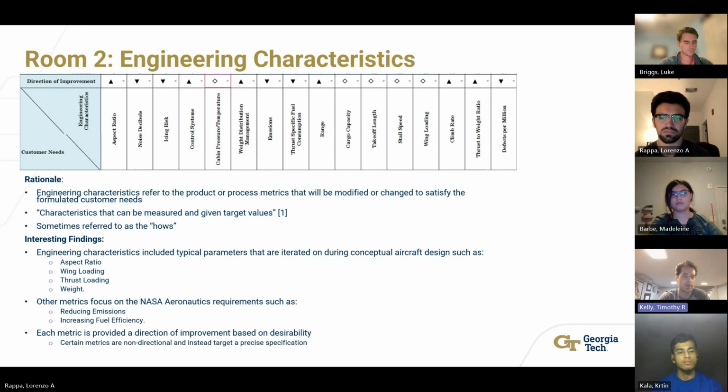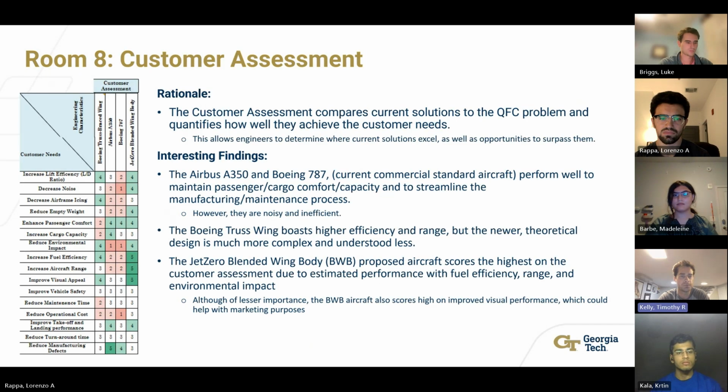Engineering characteristics here are related to those needs. So increases in the aspect ratio to allow it to create more lift. Noise is also a requirement, so it needs to reduce its noise. Emissions should decrease. Next slide.